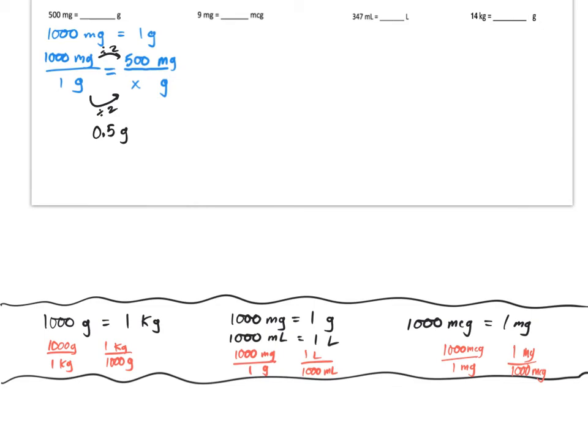You could also cross multiply here, or you could look at the invariant relationship between these quantities. Any of these will still result in 0.5.